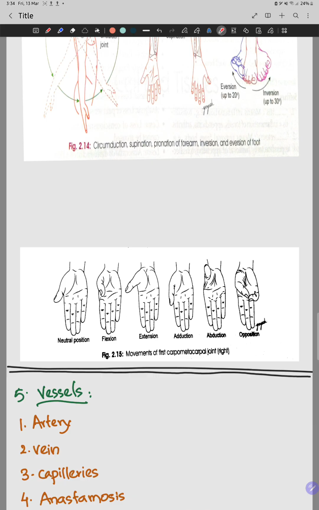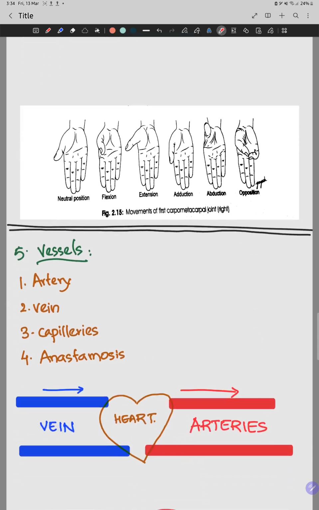You don't need to draw the diagrams or anything in this. Just you need to have the picture of that position in your mind. That's it.